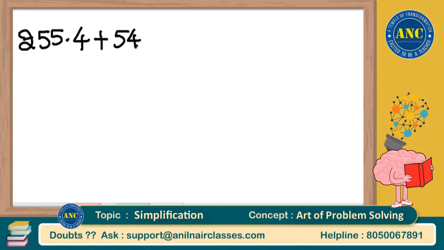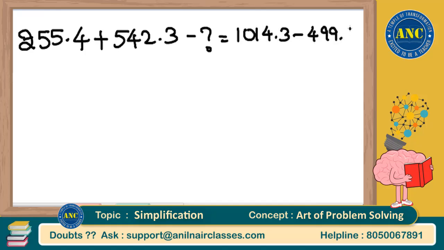255.4 plus 542.3 minus question mark is equal to 1014.3 minus 499.4, right? Now again the same logic I'll implement. Can I say, everyone listen carefully, that this is 1000 and this is 500? 500 will cancel out, right? Now this particular part is 499.4, but I want to make it a fancy number. I want to make it 500.